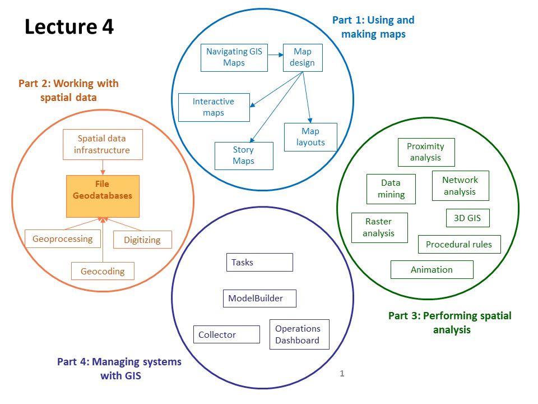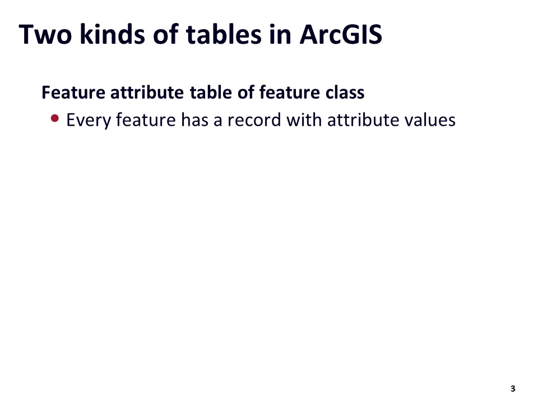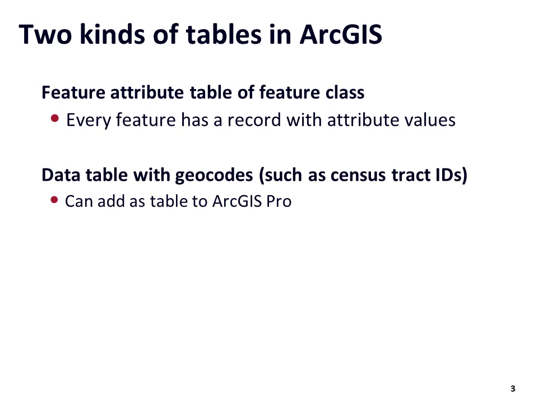So again, silly diagram that they use in every chapter, talking about the 4 parts of the textbook and how they divide things up. We're going to talk first about tables. There are 2 kinds of tables in ArcGIS. Feature attribute tables of feature classes. Every feature has a record with attribute values. And there's data tables with geocodes, such as census tract IDs.